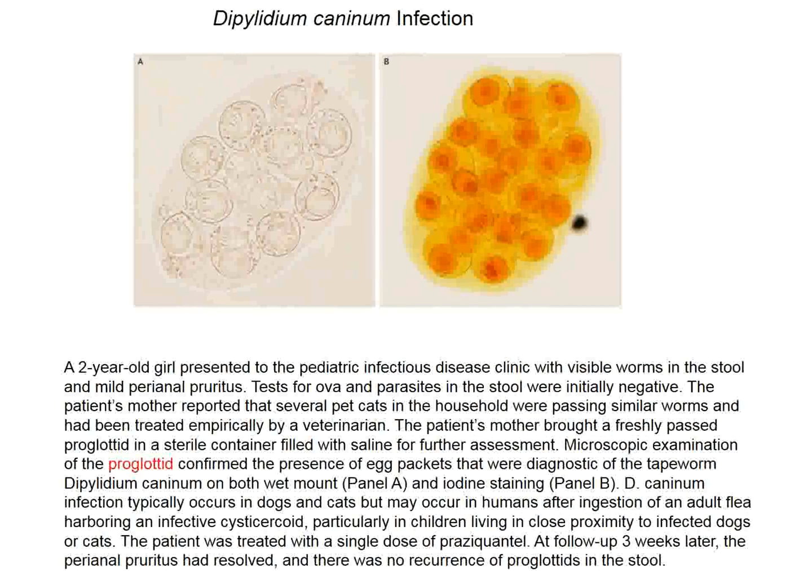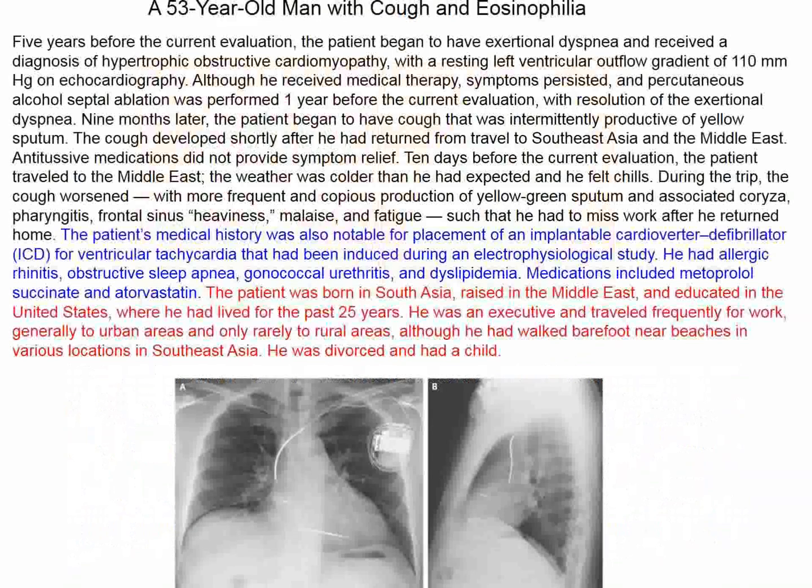The next little report from the New England Journal is a 2-year-old girl that had some wiggling things in her stools, and it turns out they were worms. And looking at these entities, in essence, what's seen here is these are proglottids filled with eggs from tapeworms. And we need to keep in mind that our pets can be infested with tapeworms also. And this 2-year-old girl had probably gotten this infection from the family cat.